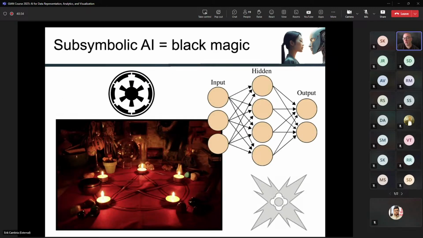So if we define AI as magic, then sub-symbolic AI, or deep learning or machine learning, is maybe more similar to black magic. Why? Because it's very powerful, but we don't have much control over it. We don't know exactly, as we discussed when we were talking about neural networks, what's happening in those weights and those links in between nodes.